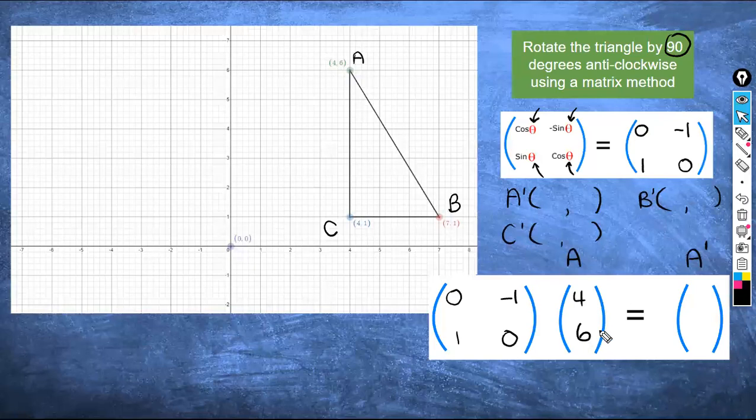For A prime, when the 6 swings up to the top and you do your multiplication, did you all get minus 6, 4? Does that look correct? That A prime is minus 6, 4. Looks about correct? Great. And you're going to apply that same matrix now to the point B, which is 7, 1. And of course, when you take this matrix and multiply by B, you're going to get B prime.